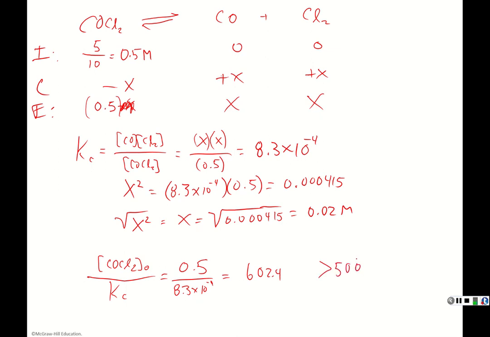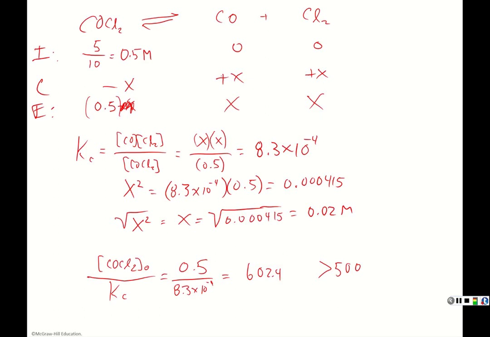And remember, that is greater than 500. I think on the slide back here it says it has to be greater than 400, but I feel like the book said 500. So either way, it's greater than that. So you can assume that this simplifying assumption is justified. We're going to be less than 5% error.